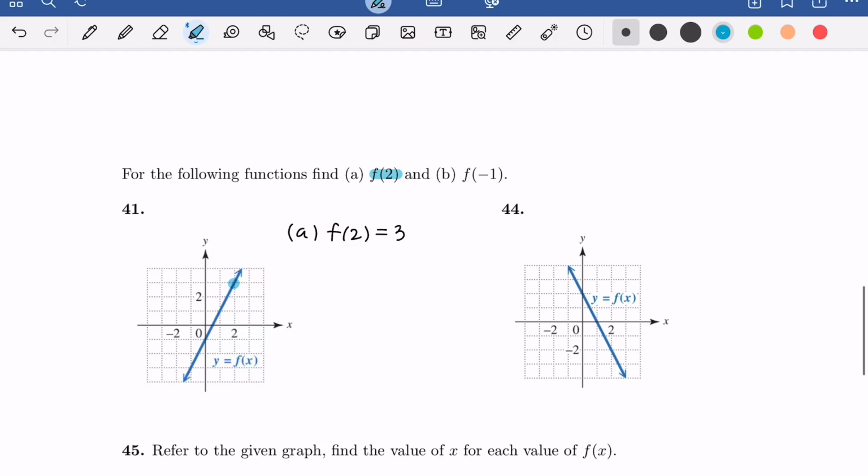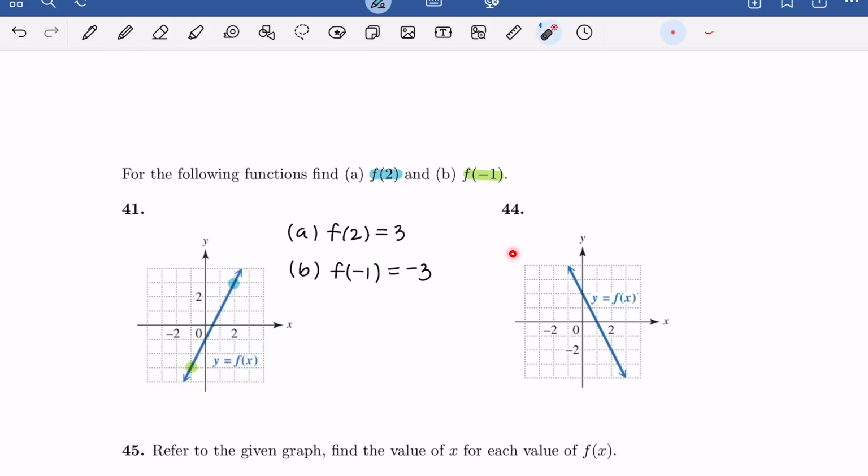Now let's do the same thing for f of -1. We'll do this one in green. What we're going to do is plug in -1 on our x-axis and see what we get out. We're going to get out a -3. So it's going to be this point here on our line. Our function evaluated at -1 is going to give us -3.